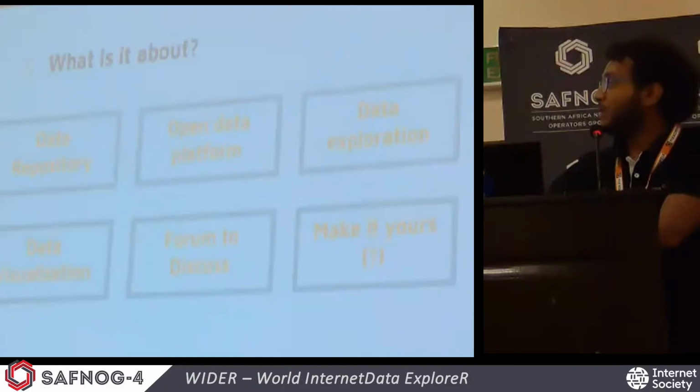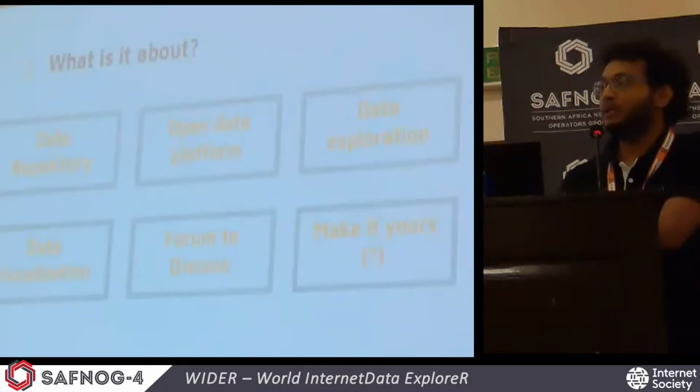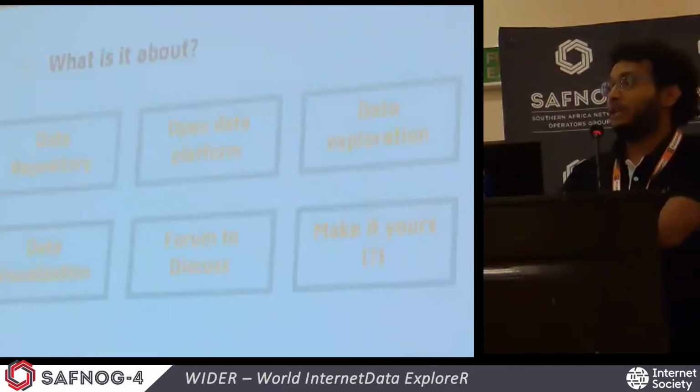And also, we want to build a community around this tool, a community where people can come and discuss topics, which eventually will also influence what the next types of data visualization are that can go on this type of platform.